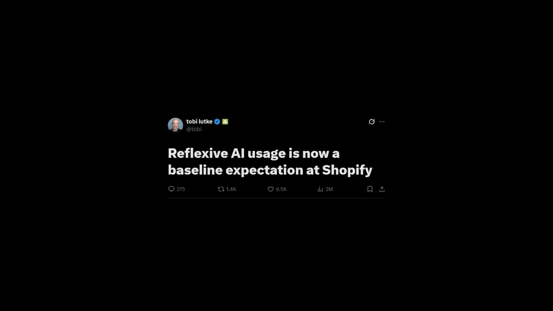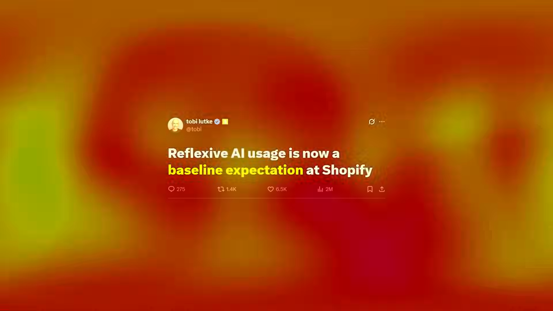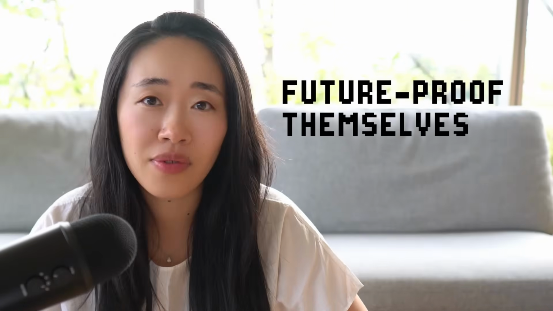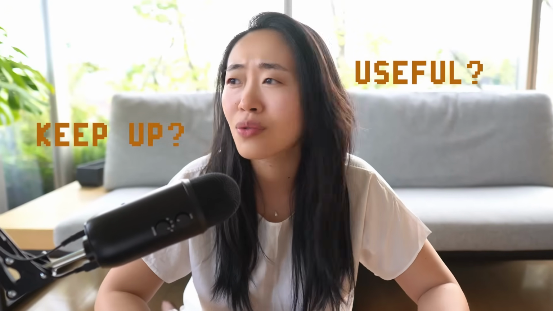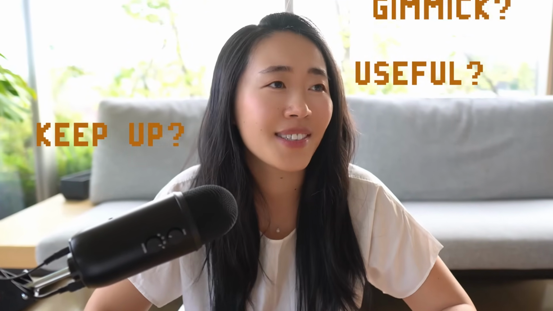You might have seen Google, Amazon, Shopify say that, hey, AI usage at work is now a baseline expectation. Everyone is scrambling to future-proof themselves and keep up with the exponential change that's happening every single day. And we all find the problem of, okay, I've learned this, but now ChatGPT rolls out a new model, and all of that I've learned can now be done with the click of a button. So how do I make sure I keep up?